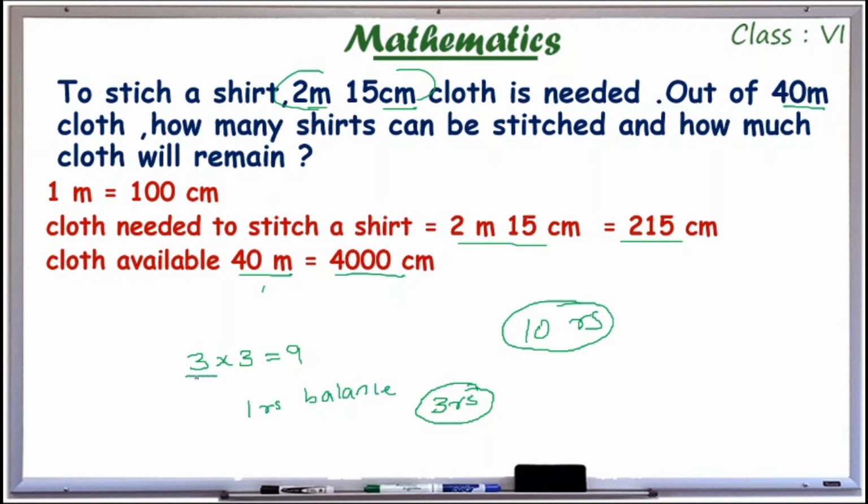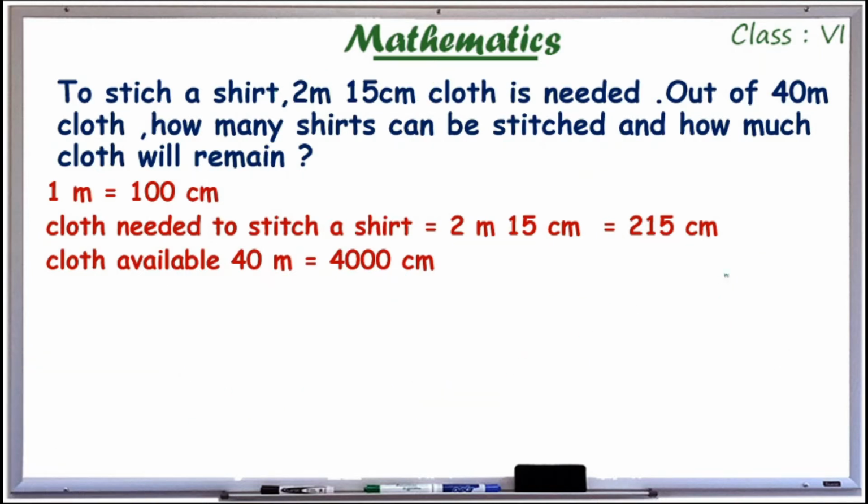So how will you get this 3? We have to divide 10 by 3, which gives 3. Likewise, we have to divide 4000 by 215. All of you pause this video, and after completing your division you can check.